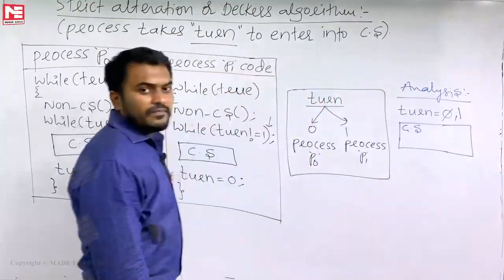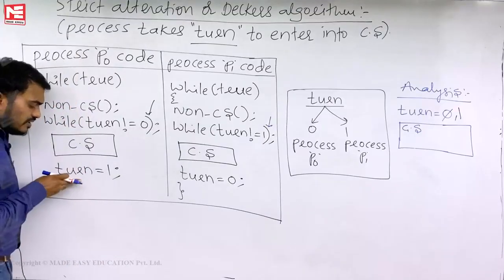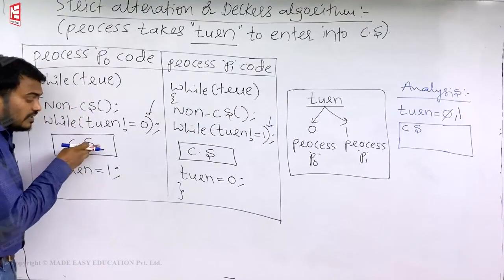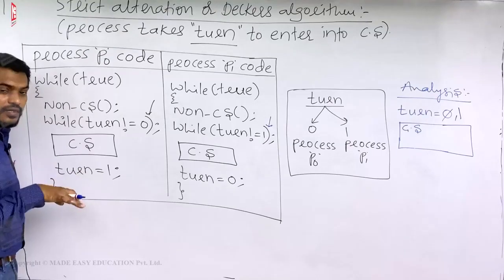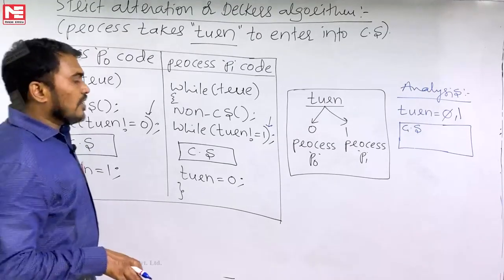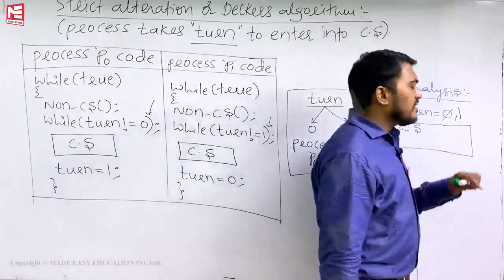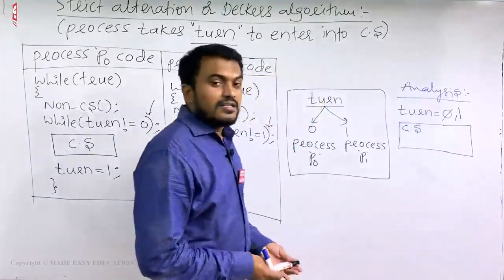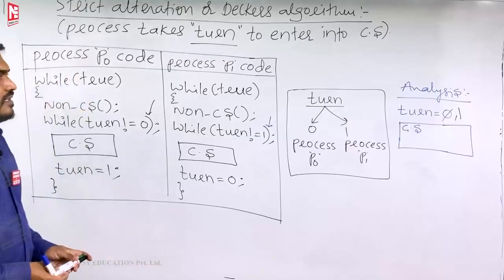Look, it has been removed from here. Remember, if it is executing this instruction, it means P0 is leaving the critical section. Okay, it has already left the CS. Now the turn value is 1. So nobody is there in the critical section. Listen carefully. Turn value is 1. Nobody is there in the critical section.